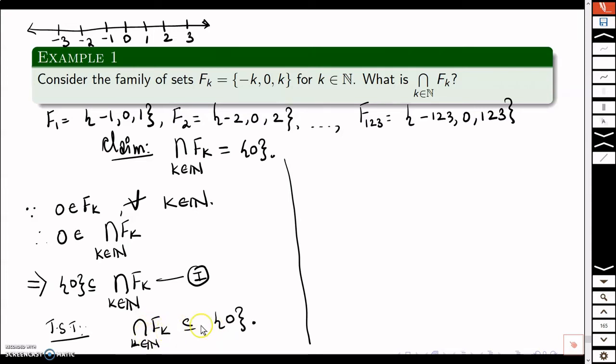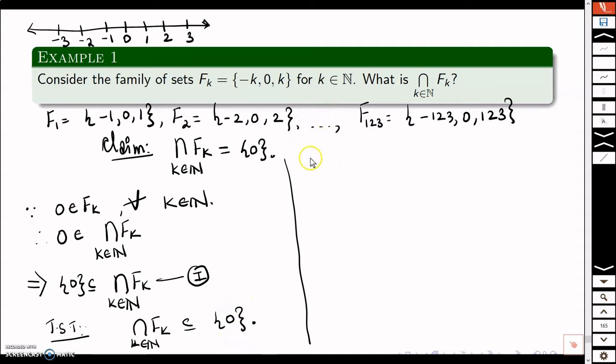So to prove this, what I have to show is, if I take a point x in the intersection, then x must be present in this set. That means x must be 0. Its contrapositive will be: if I take a point which is not there in this set, that means I am taking a point which is non-zero, then that point will not come in this intersection, right? So I have to start with a point which is not there in the singleton set 0.